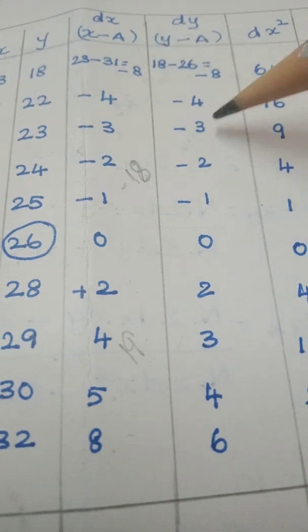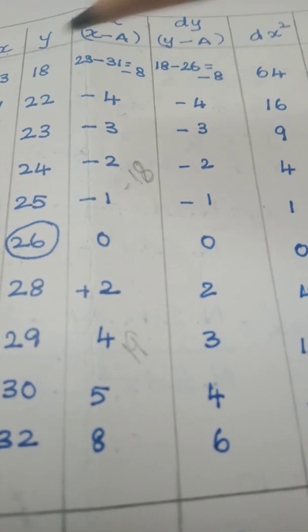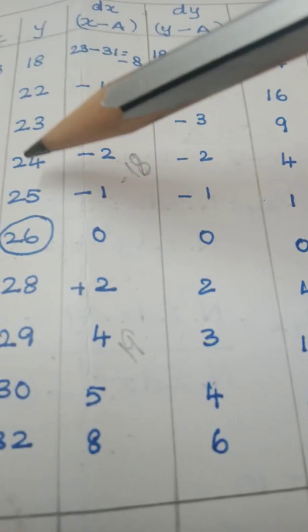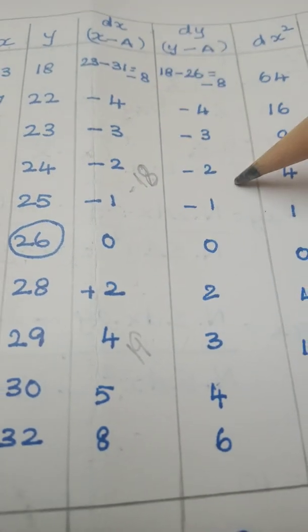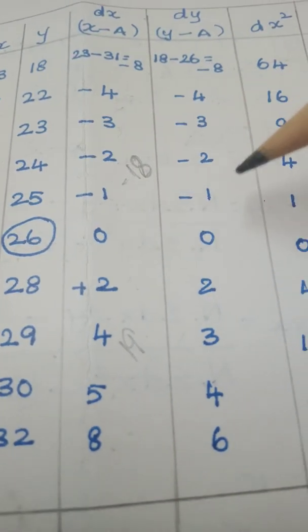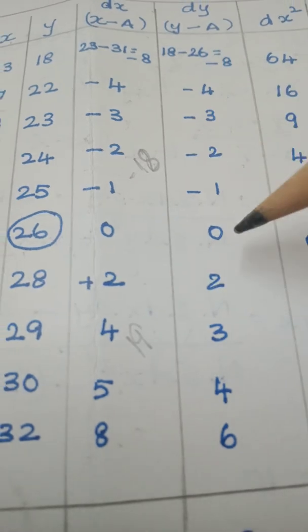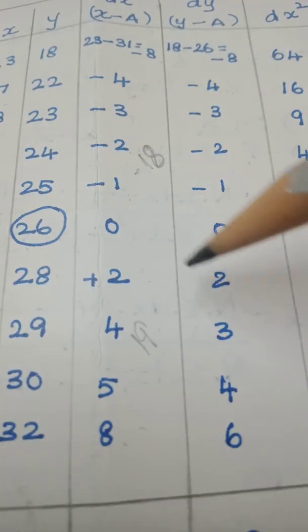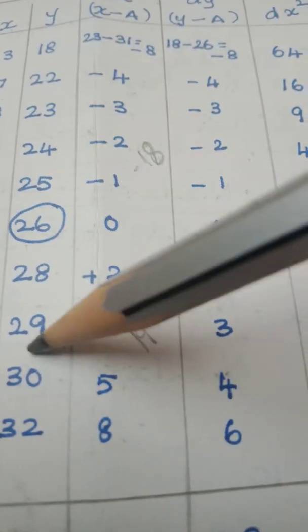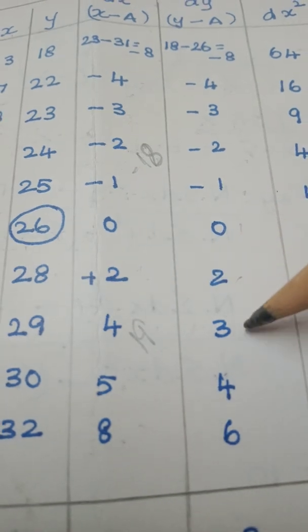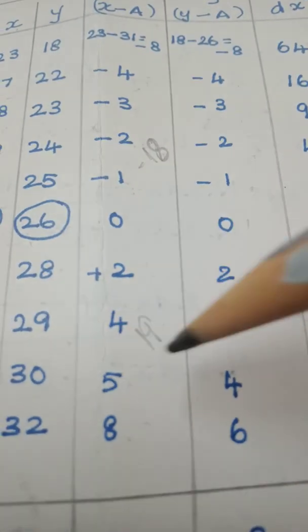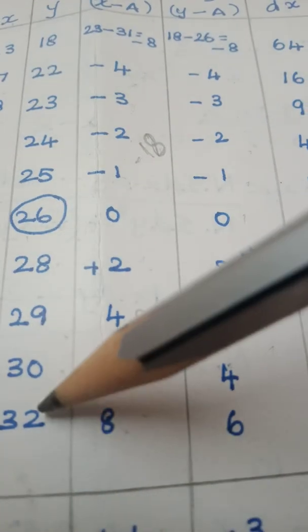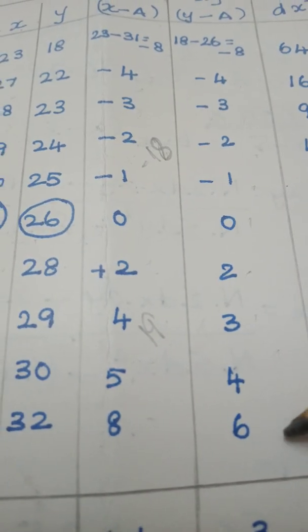22 minus 26, it is minus 4. 23 minus 26, it is minus 3. 24 minus 26, it is minus 2. 25 minus 26, it is minus 1. 26 minus 26, 0. 28 minus 26, it is plus 2. 29 minus 26, it is plus 3. 30 minus 26, it is plus 4. 32 minus 26, it is plus 6.